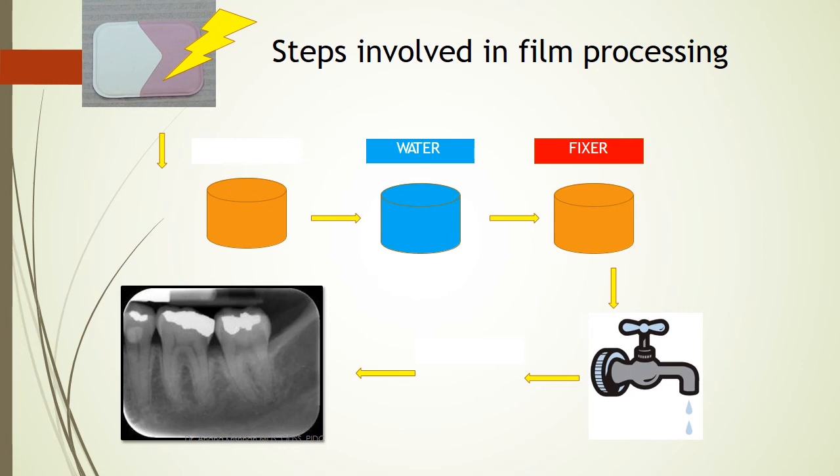First one is developing, or putting the film in developer. Then you rinse it in water, then you put it in fixer, and then you wash the film thoroughly and dry it. Hence, you get a very clear image like it is shown. These are the steps involved in film processing.